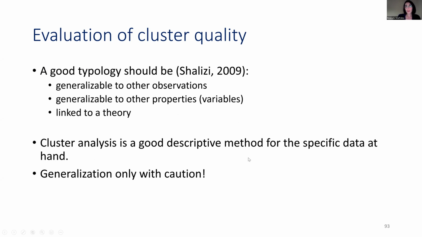Remember that a good typology should be generalizable to other observations. So in case you have different data sources for the same cohorts or the same process, it's a good idea to test your typology across different data. It should be generalizable to other properties. So it's important to look at the link between individual characteristics, for example, and the process. Do they make sense? And link to a theory.